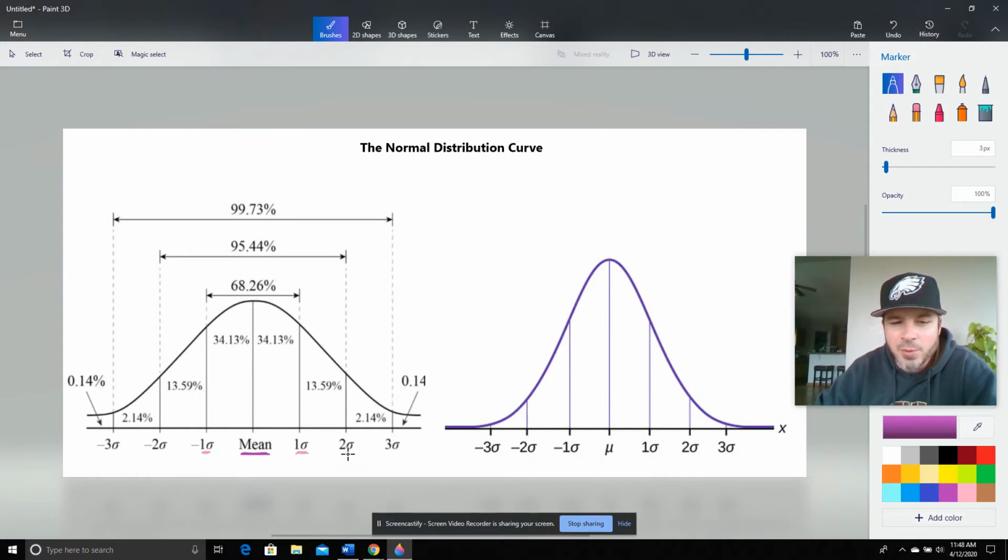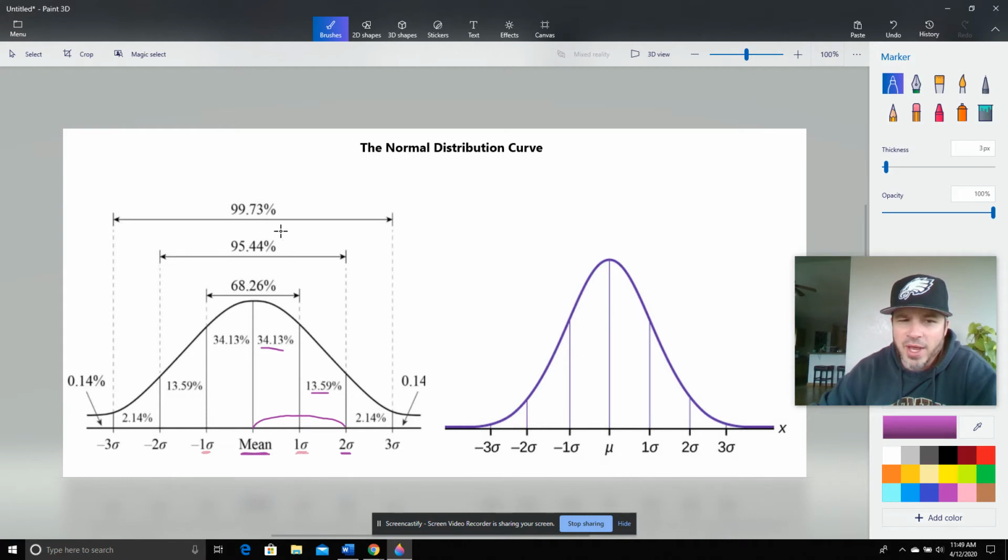Then we go out and we say, well, what about plus 2? So that section's only 13.5%. But really, if we talk about two standard deviations, we're talking about this. So this whole area that's two standard deviations more than the mean is actually this plus this. So we get like 47, 48%, right? So about half the data is within two standard deviations more than the mean.